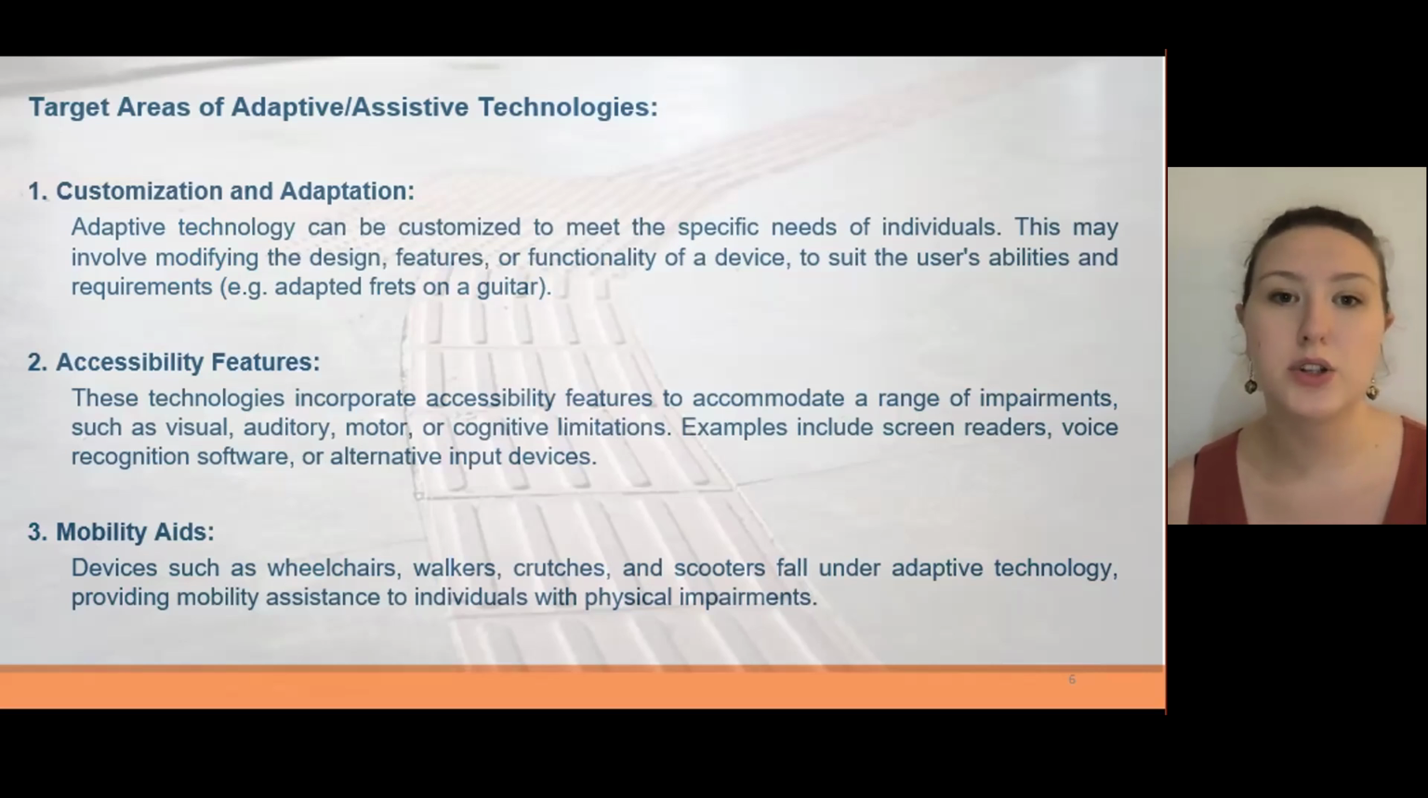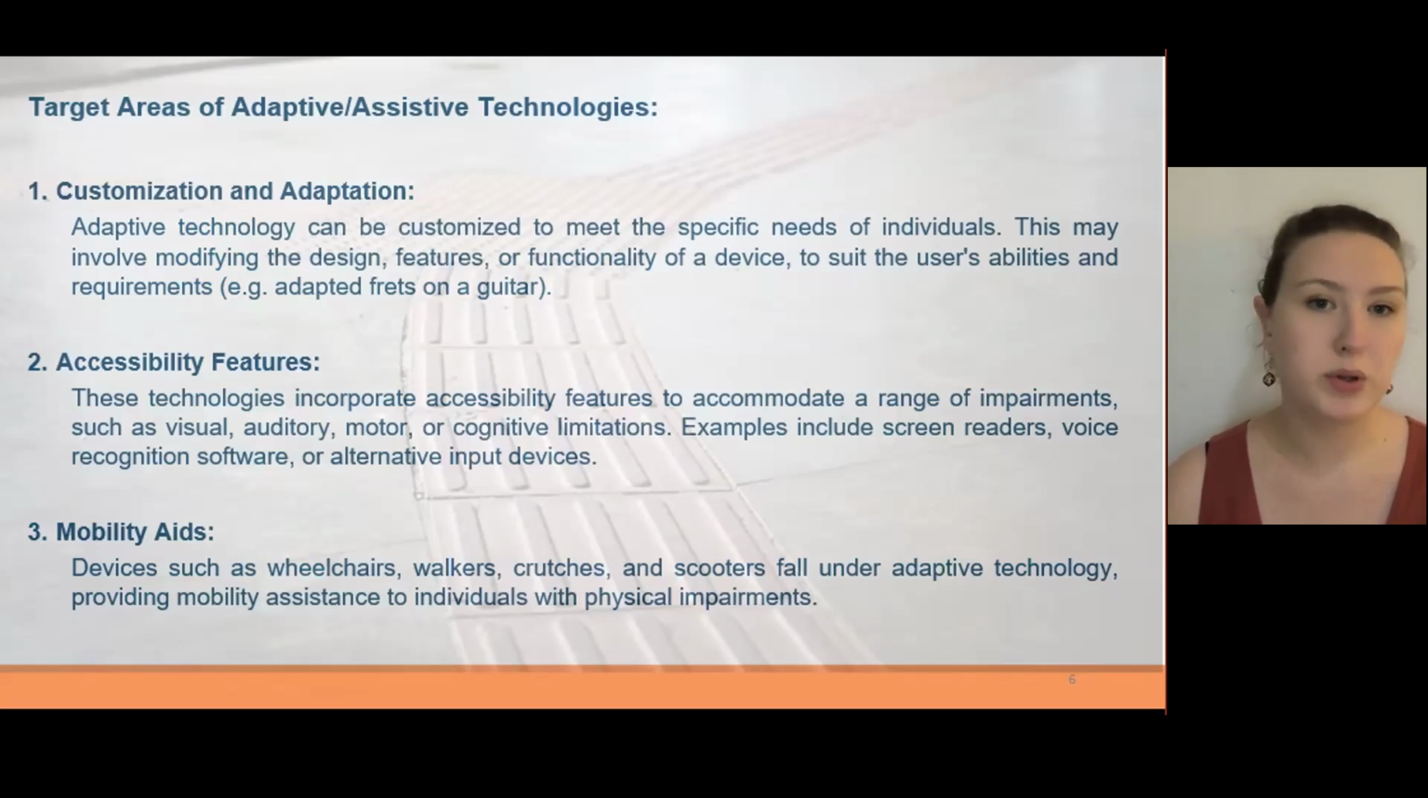Accessibility features. These technologies incorporate accessibility features to accommodate a range of impairments or barriers, such as visual, auditory, motor, or cognitive limitations. Some examples can be screen readers, voice recognition software, or alternative input devices. 3, mobility aids. These are devices such as wheelchairs, walkers, crutches, or scooters, and they also fall under adaptive technology. They help individuals with limited physical and motor abilities.